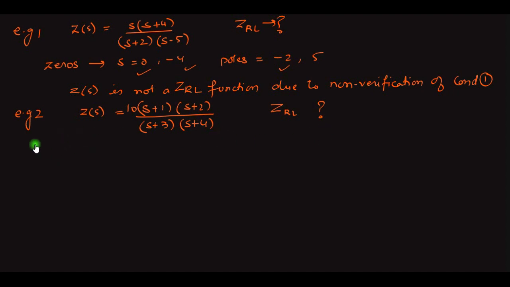Let us check the first property. The first property said the poles and zeros should be lying on the negative real axis. Let us calculate its zeros and poles. Zeros are s equal to minus 1 and s equal to minus 2. Similarly, the poles are lying at s equal to minus 3 and s equal to minus 4. So as we can see, all the zeros and poles are negative. That means we will say that all the zeros and poles are lying on the negative real axis. Hence condition number 1, or the property 1, is verified or satisfied.